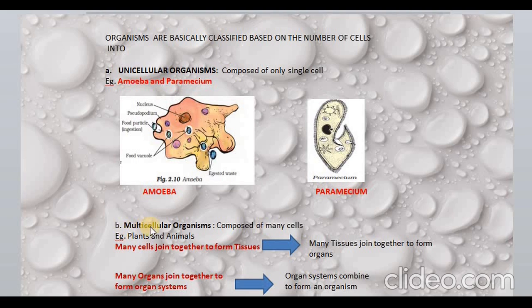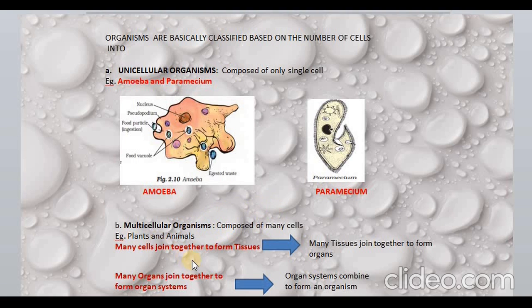When coming to multicellular organisms, as the name suggests, these are composed of many cells. They have separate cells like liver cells, intestinal cells, kidney cells, each one doing their functions. So there is a definite division of labor in multicellular organisms. Examples of multicellular organisms are plants and animals.